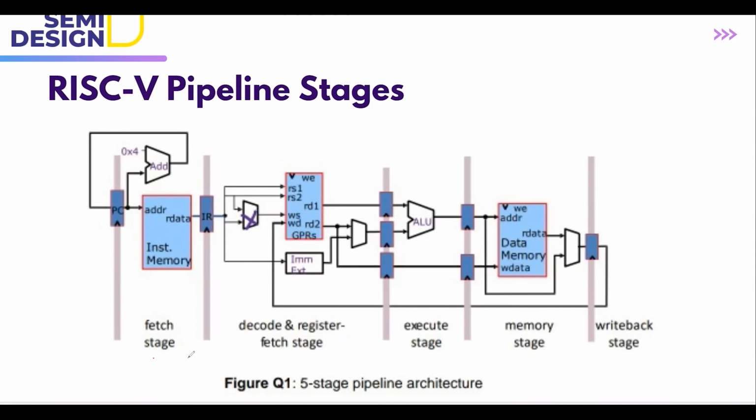First is the fetch stage, and then decode, register, execution, memory, and write back. So, first, how will it fetch the data? If you see here, there is a block called instruction memory. That means the instructions will be loaded into the instruction memory in a sequential manner. Sometimes it may be in a non-sequential manner.